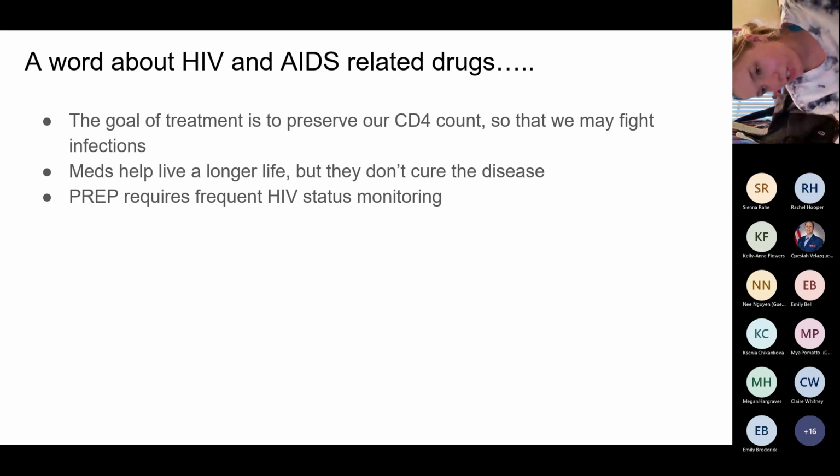Additionally, we have PEP versus PrEP. We have pre-exposure prophylaxis and post-exposure prophylaxis. Pre-exposure requires frequent HIV status monitoring because if you become HIV positive while on PrEP, you have to stop your PrEP. Okay.